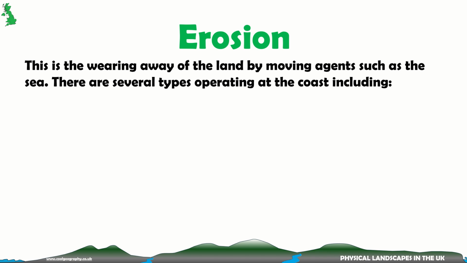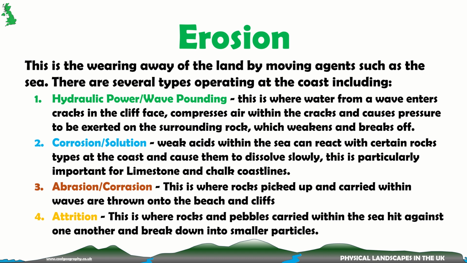There are lots of coastal processes, and we can break them down into basics such as erosion, weathering, mass movement, and transport. Erosion is just the wearing away of land by moving agents such as the sea. And there's several types operating at the coast, including hydraulic power, which is also known as wave pounding.